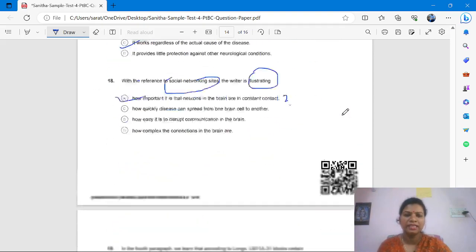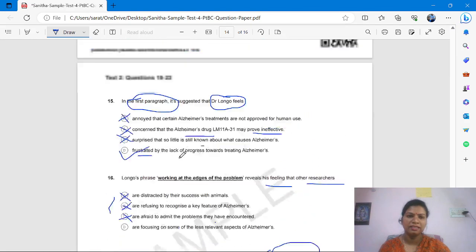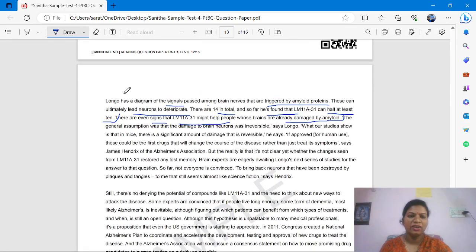So what is the question here? In the fourth paragraph, we learned that according to Longo, LM11A31 blocks certain what? Signals, neurons, brains, amyloid protein. What is the answer here? Longo has a diagram of the signals. Diagram of the signals, so plurals. There are so many signals passed among brain neurons that are triggered by amyloid proteins. These can ultimately lead neurons to deteriorate.